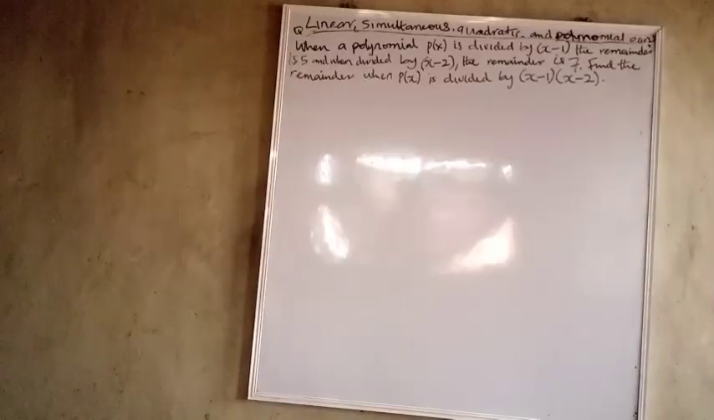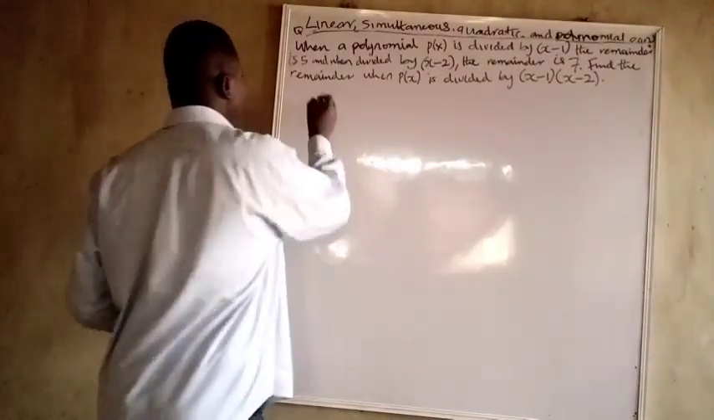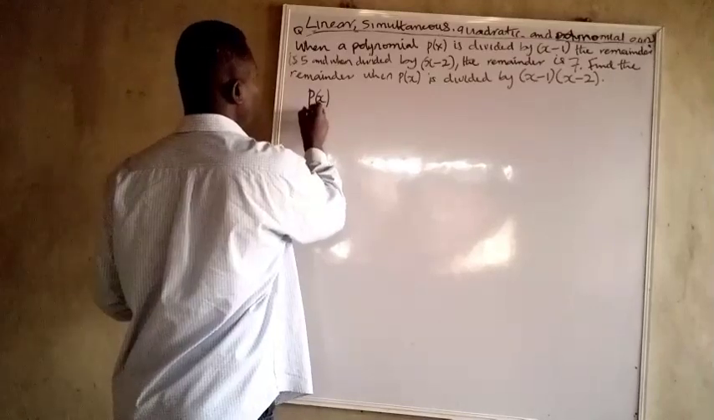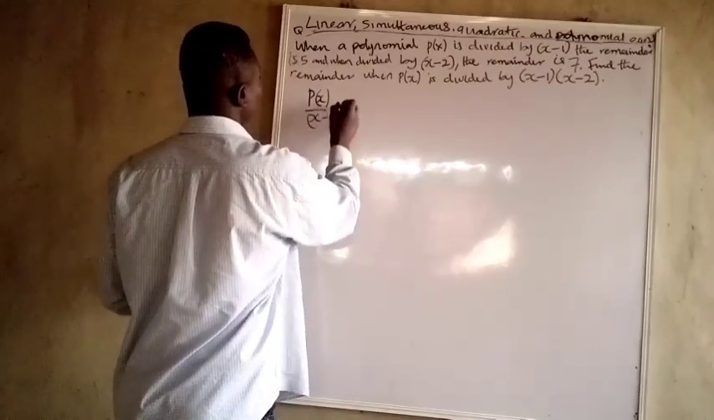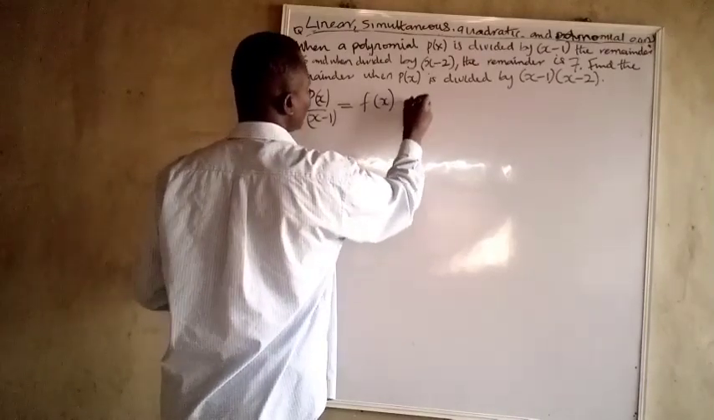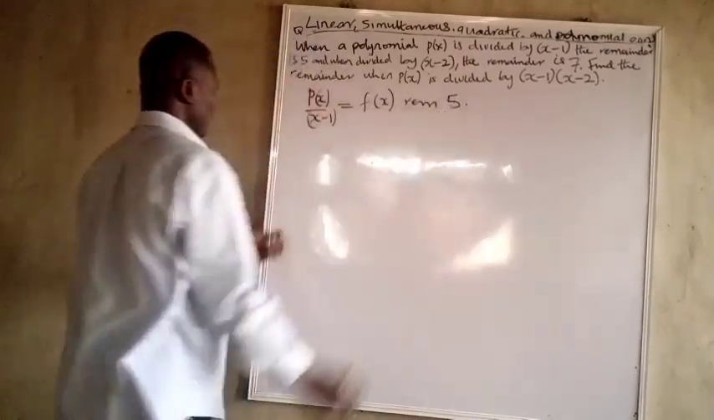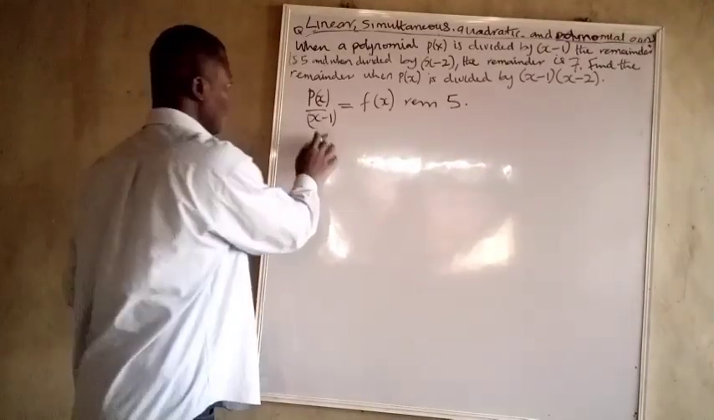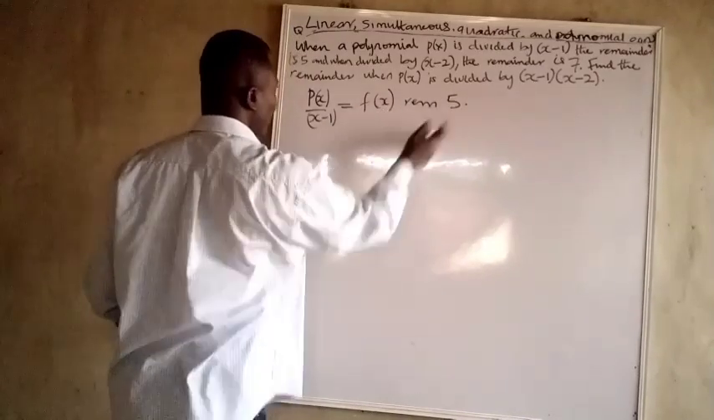Now, the polynomial p(x), when divided by x minus 1, the remainder is 5. And when divided by x minus 2, the remainder is 7. Find the remainder when p(x) is divided by (x minus 1)(x minus 2). Now, we have p(x), and when divided by x minus 1, it will give us another function, let's say f(x), and the remainder will be 5. The divisor is a linear function, the quotient is f(x), so the remainder is 5.